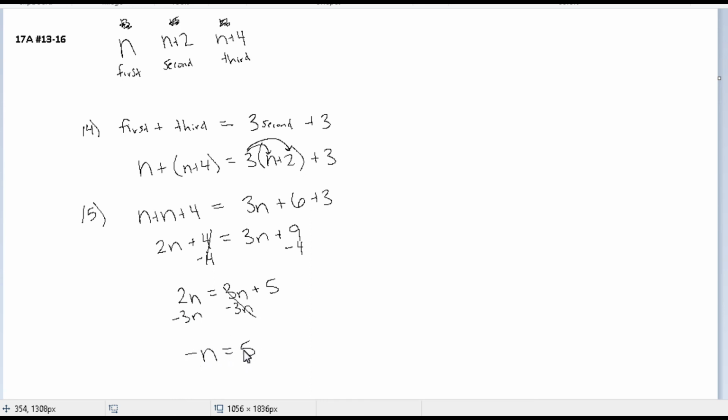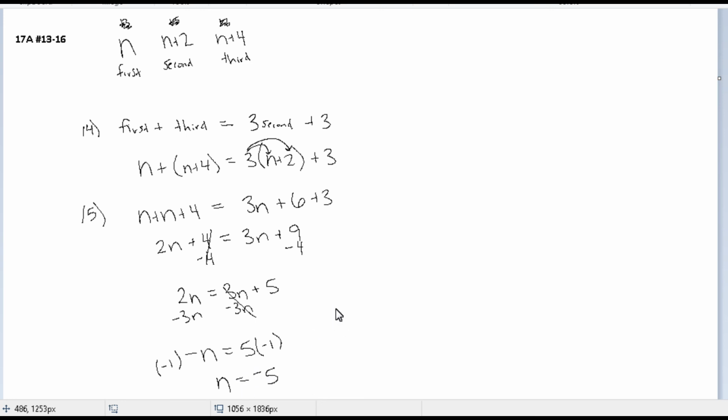So then I need n by itself, so I just need to move this negative over to this other side. I could say that I'm multiplying by negative 1. Two negatives make a positive, and this one is a negative 5. So I'm just moving that negative from the n to the other side. Now it's a negative number, but that's okay. We can still have integers that are negative.